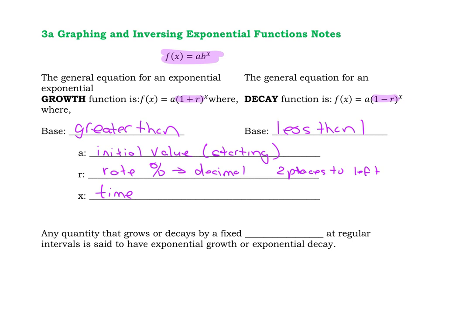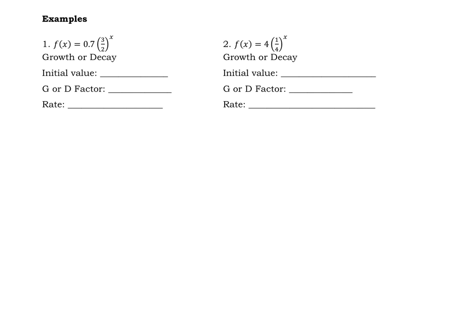Okay, and a quantity that grows or decays by a fixed rate at regular intervals is said to have exponential growth or decay. Okay, here we have it set up just so we get used to the vocabulary that we need to keep up with as we go through. I can look at that base. That base, remember, is what the x is raised to. So that base is greater than 1, so it is a growth.